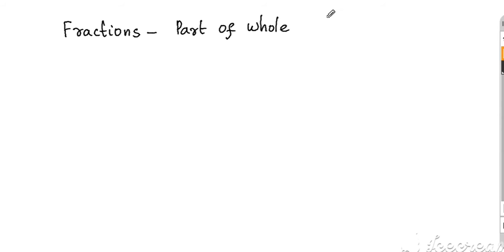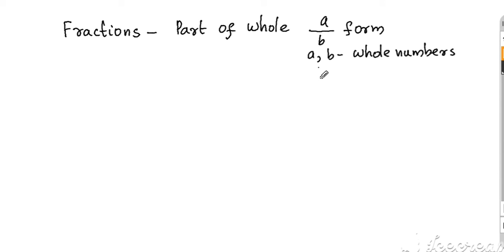Now consider rational numbers and fractions. Are they same? No, they are not same. Fractions mean part of a whole, and it can be written in the form a by b, where a and b are whole numbers and b not equal to 0. But in case of rational numbers, it can be written in p by q form. p and q are integers and q not equal to 0.